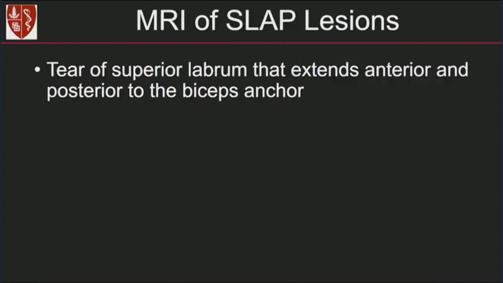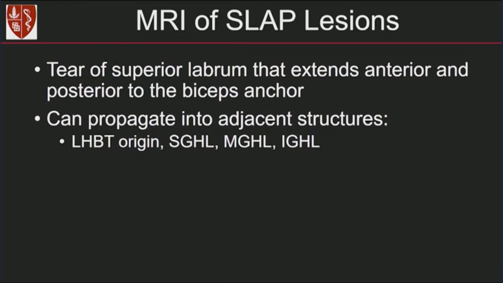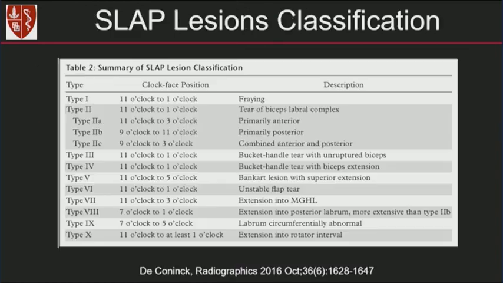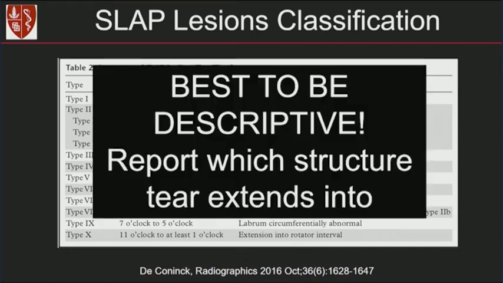Okay. So SLAP lesions refer to a tear of the superior labrum that extends anterior and posterior to the biceps anchor. It can propagate into the adjacent structures: the long head biceps tendon origin, and the superior and middle glenohumeral ligaments. The original classification by Snyder had types 1 to 4. Subsequently, as with anything in radiology, now we have 10 types. But for us, it's really best to be descriptive. Just report the labral tear and which structure the tear extends into. Don't worry about typing it, because I bet even the orthopedic surgeons don't remember the different types.